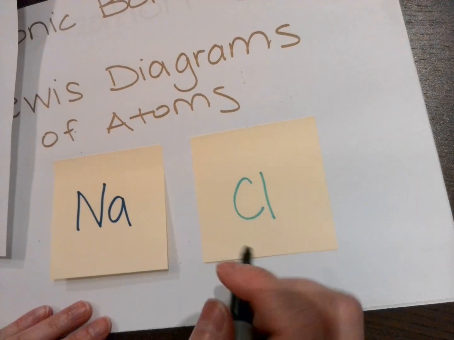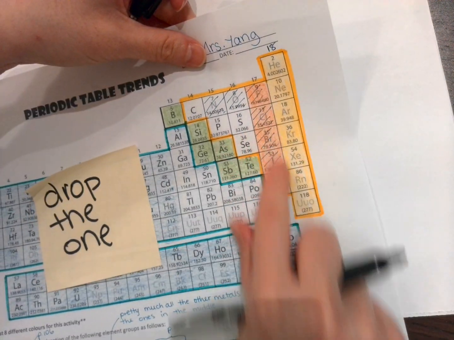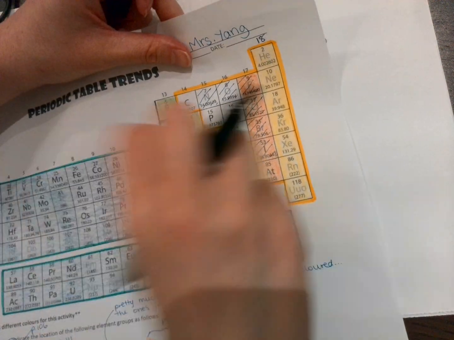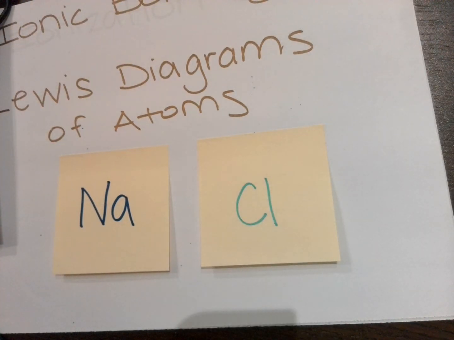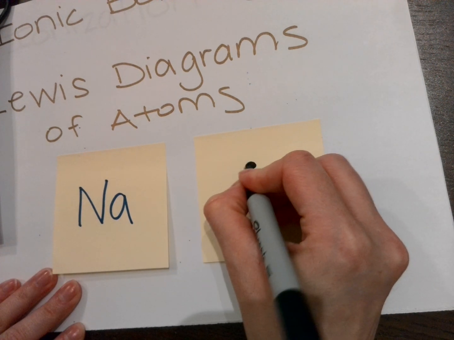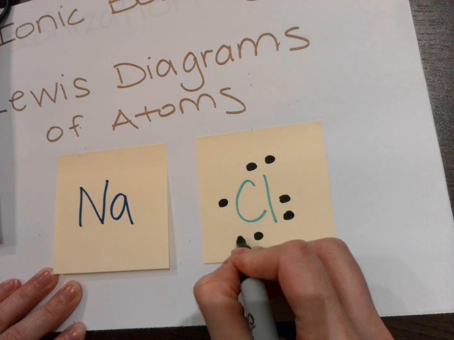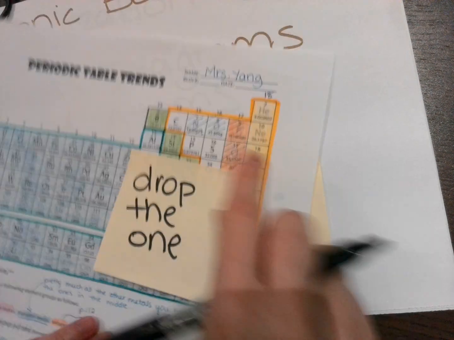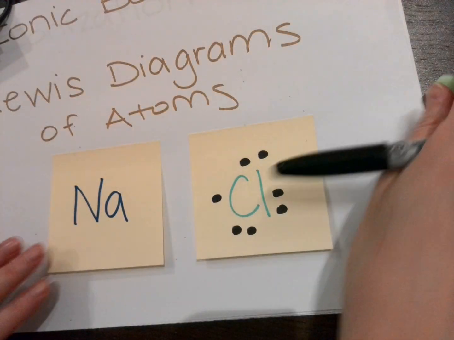So our nonmetal right here is chlorine. If we search chlorine, it's in the 17th column, which means that it has 7 electrons, because once again, we've dropped the 1. So I'm going to draw 7 electrons on chlorine. Remember to draw them single before we pair them up. So I'm going to draw 1, 2, 3, 4, 5, 6, and 7. Because once again, remember it's in the 17th column, we dropped the 1. The sodium, I forgot to draw it, but it's in the first column, so I'm only going to draw 1.